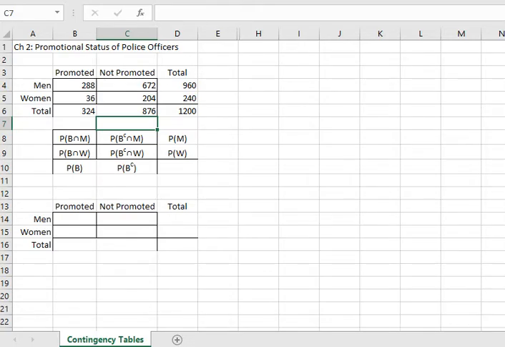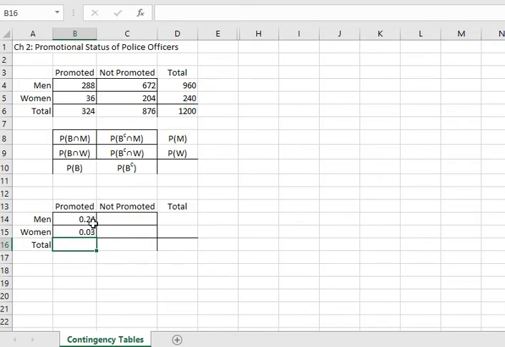We want to calculate the union between promoted men and not promoted men. Now, looking at this table here, these probabilities in the body of the table are what are called joint probabilities. The ones along the edges, these and these, are called our marginal probabilities. Now, to calculate these, we simply use division. So, men and promoted equals 288 divided by 1,200, the total number on the force. And women is going to equal 36 divided by 1,200.